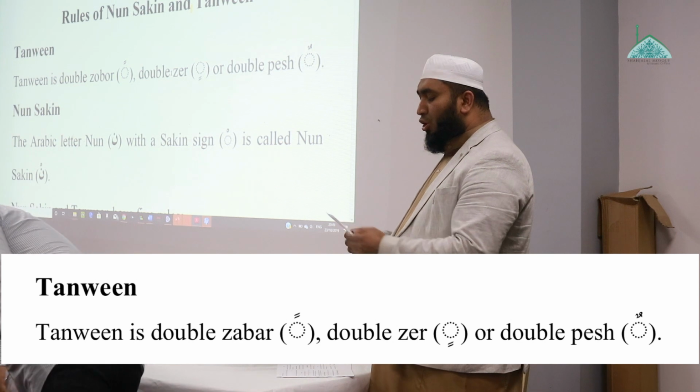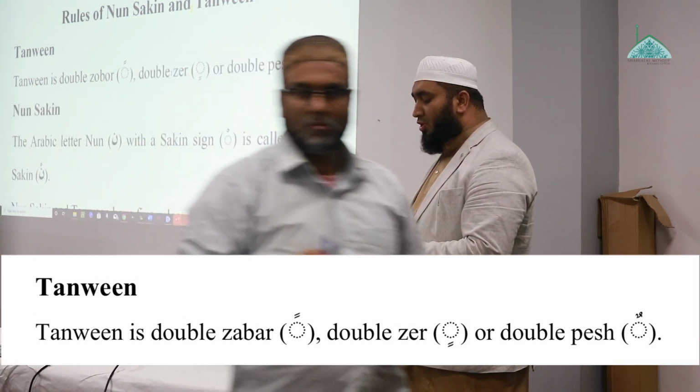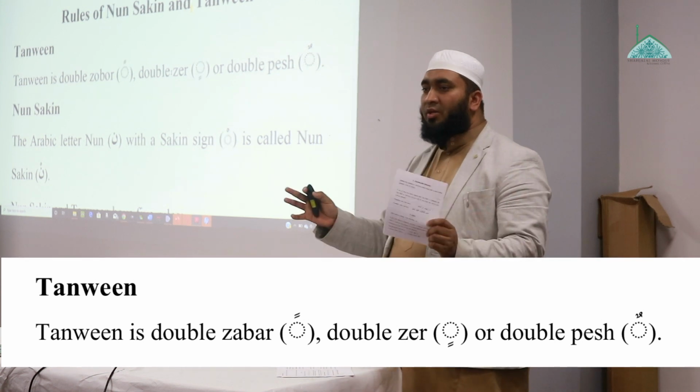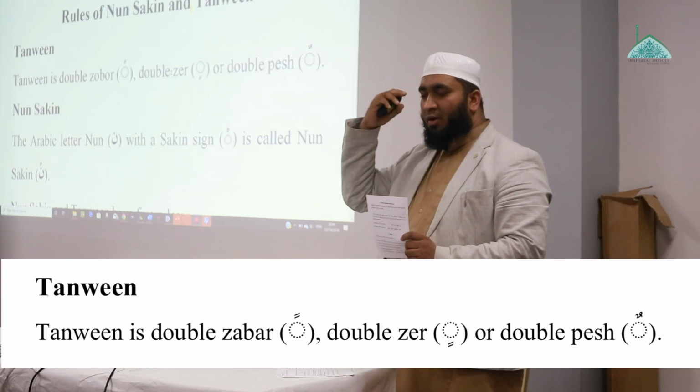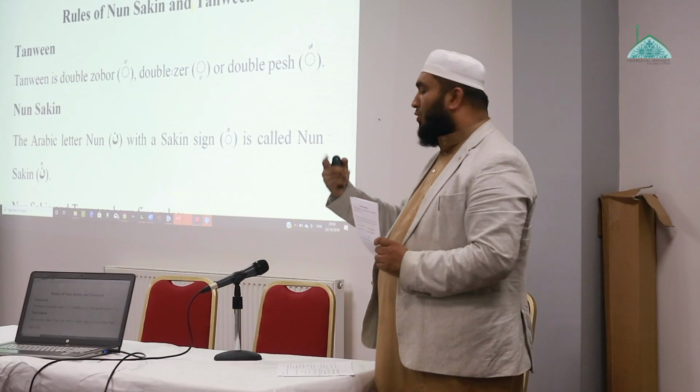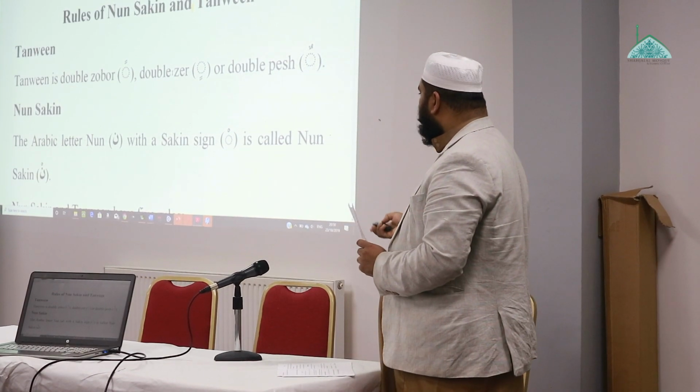Tanween is double zabar, double zer, double pesh. So whenever we mention Tanween, we need to realize in our mind that we are talking about double zabar, double zer, double pesh, which is dui zabar, dui zer, dui pesh in Bengali.